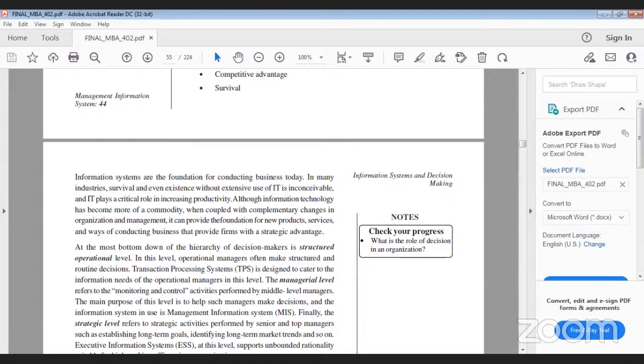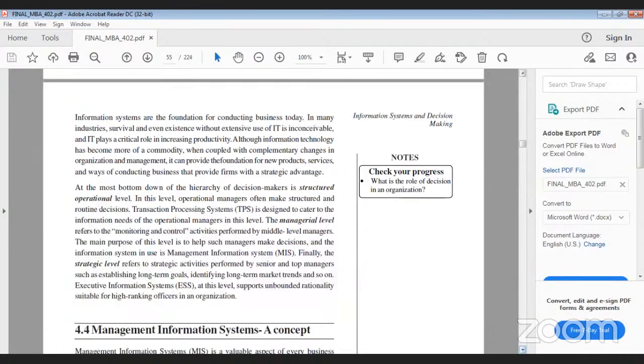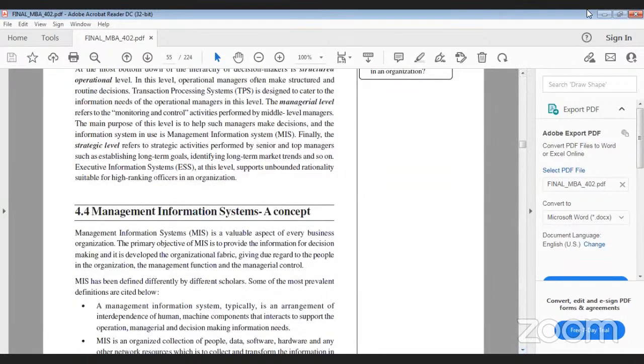Next point is management information system. First, the concept of management information system. Management information system is a valuable asset of every business management organization. The primary objective of MIS is to provide the information for decision making, and it is a part of the organization fabric, giving due regard to the people in the organization, the management functions, and the management control.